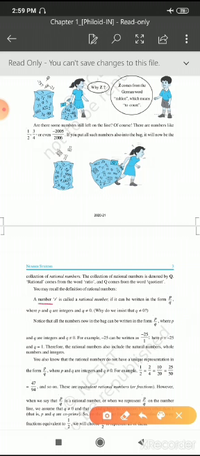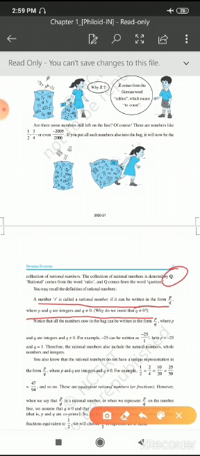A number r is called a rational number if it can be written in the form of p by q, where p and q are integers and q is not equal to 0. They are denoted with the letter Q. Q means quotient. Rational numbers are also called quotient numbers. That is why it is denoted with the letter Q.